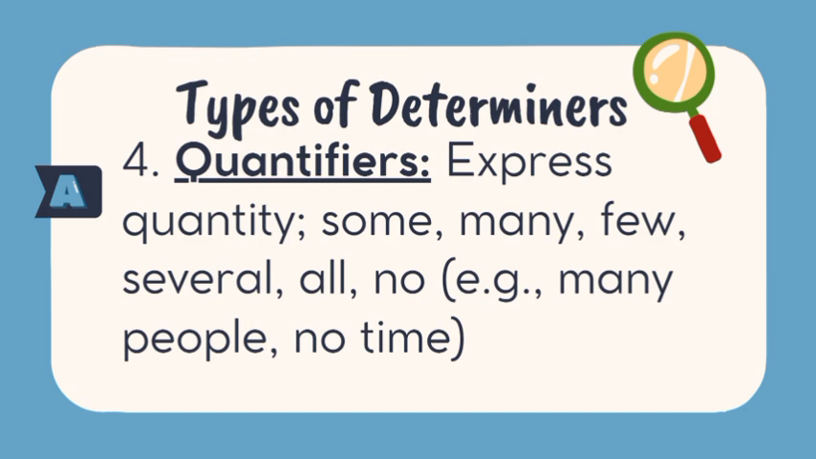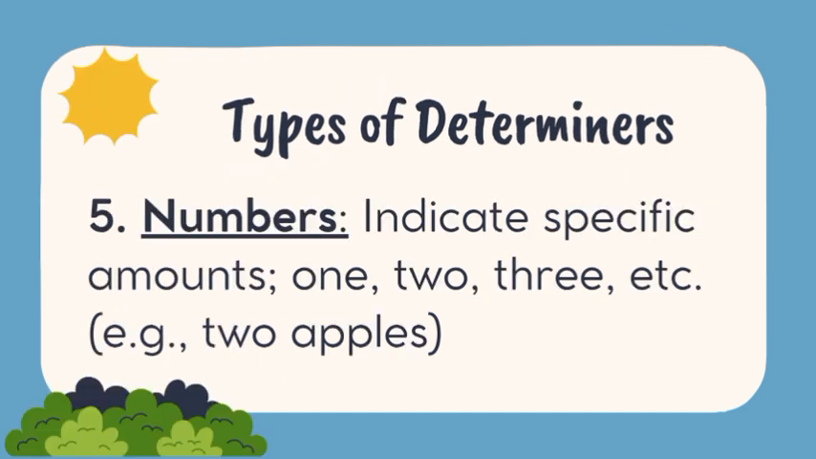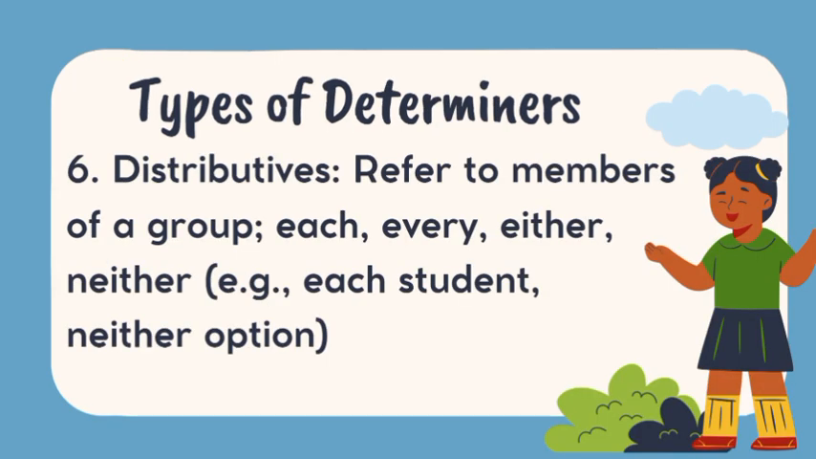So the fifth type of determiners is what? Numbers. Numbers indicate specific amounts. Examples are 1, 2, 3, etc. Like 2 apples, 10 cars, 50 houses. Number 6 type: distributives. Distributives refer to members of a group. Examples are each, every, either, neither, each student, and neither option.